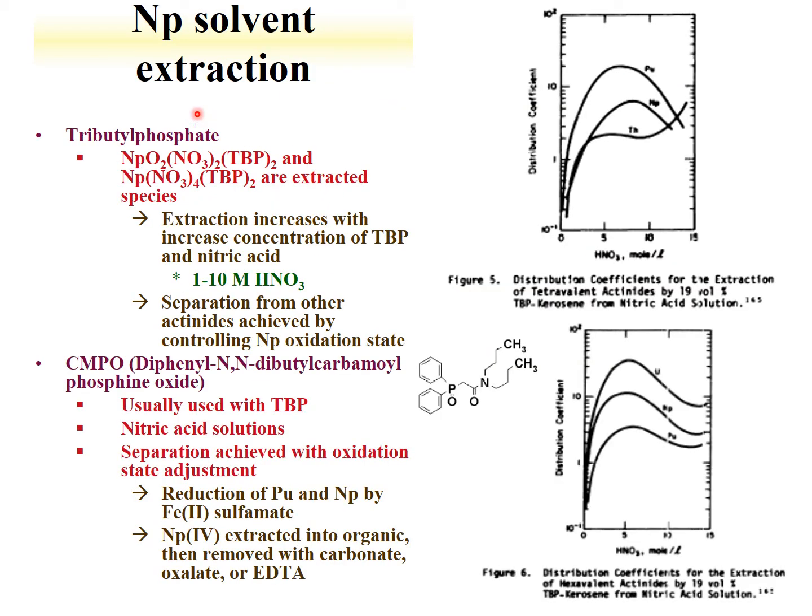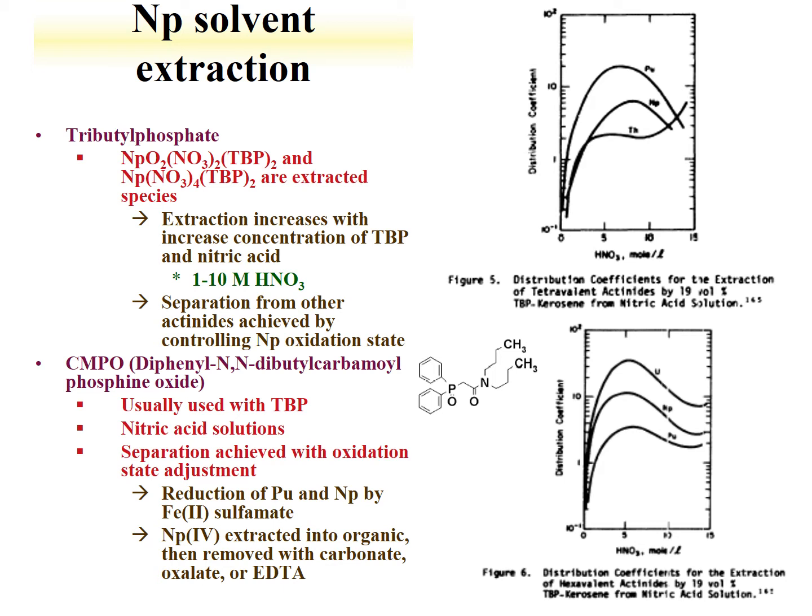We've already discussed the solvent extraction-based methods using tributyl phosphate, where, very similar to uranium, we get the neptunium-6 with 2 nitrates and tributyl phosphate, and as we'll see with plutonium, the neptunium-4 with 4 nitrates and tributyl phosphate system extracted. Data is shown here for the extraction of tetravalent neptunium and hexavalent neptunium.